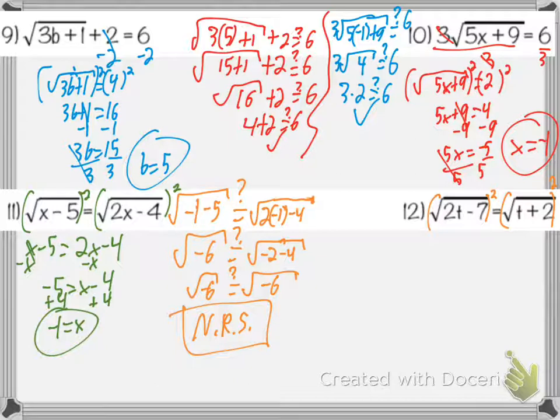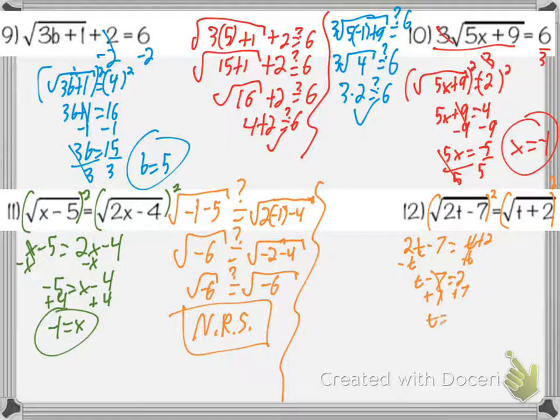On number 12 here, though, going back, square both sides, we're left with 2t minus 7 equals t plus 2. Subtract t, t minus 7 equals 2, add 7, t is equal to 9.